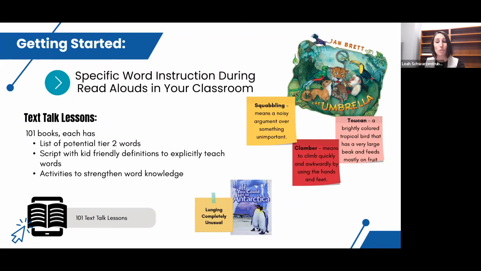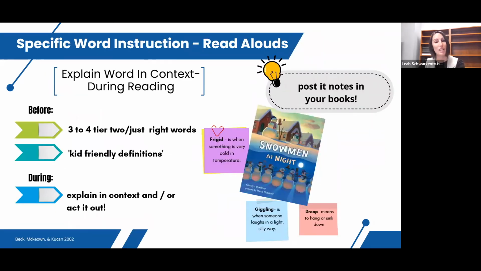They've mapped instructional routines for 101 books, identifying the potential tier 2 vocabulary targets within the book, providing a script using kid-friendly definitions to explicitly teach the words, and follow-up activities to allow students to further engage and strengthen their word knowledge. Of course, you can also go through your favorite stories and start to collect your tier 2 words as well. We like Snowman at Night. We've gone through and done this process.